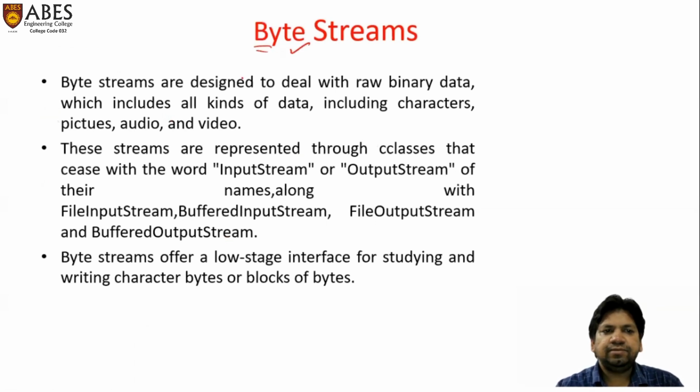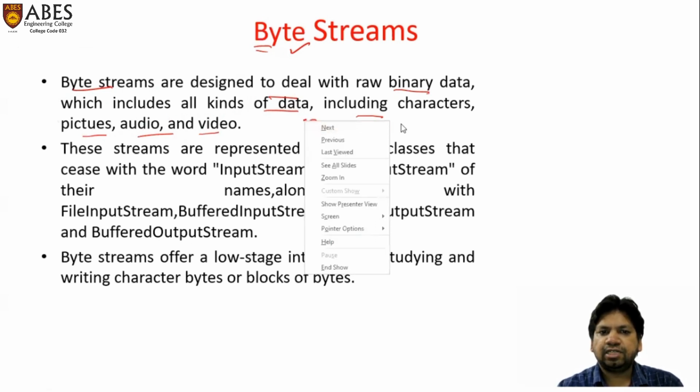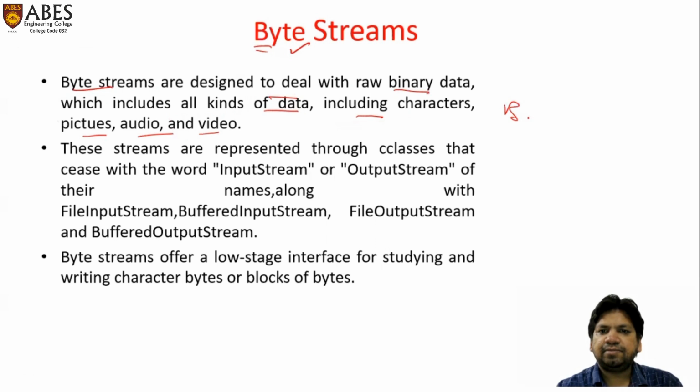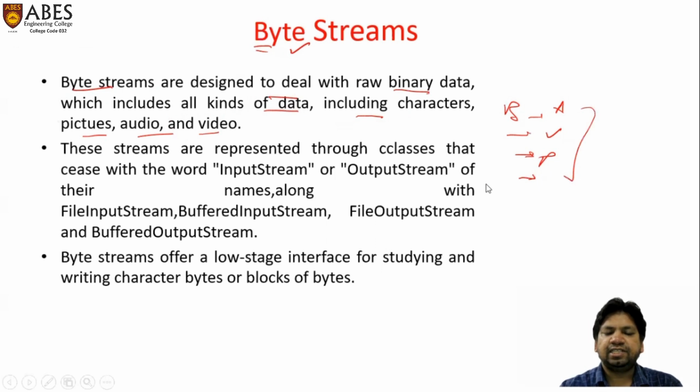And what is a byte stream? Byte streams are designed to deal with raw binary data, which includes all kinds of data, including characters, pictures, audio and videos. Means whatever binary data we have, whether it is audio, video, or pictures, this is called binary data, and dealing with binary data is done through the byte stream. That was the first point.